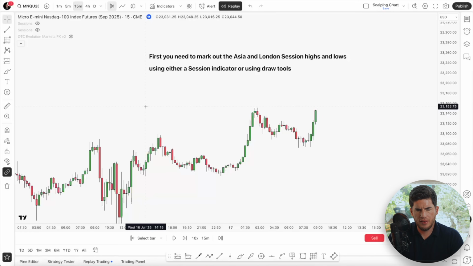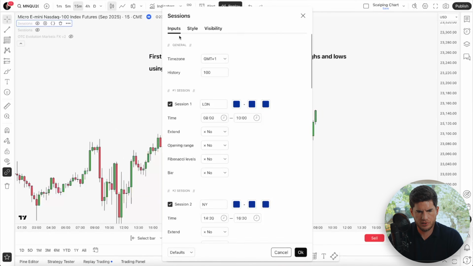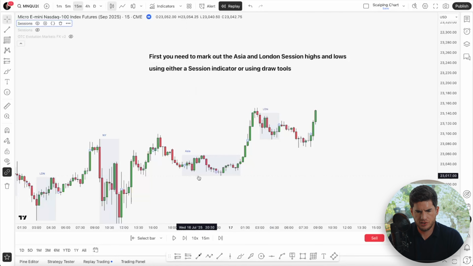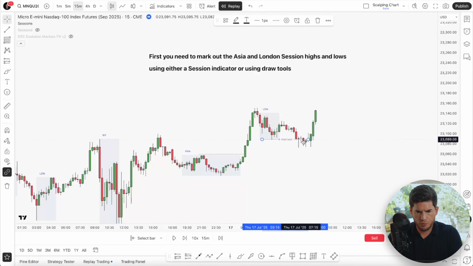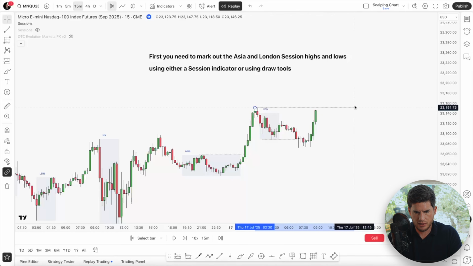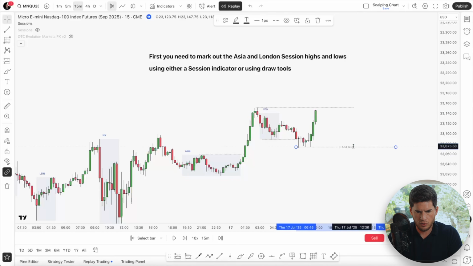First, you need to mark out the Asia session and London session highs and lows, which you can either do with a sessions indicator like so, which plots your Asia session, London session, and when the New York session begins. Or what you can also do, which is something that I'd prefer to do, is mark out highs which have been taken, lows which have been taken, and areas of liquidity which have not yet been taken, such as in this case, the London highs and the New York lows.